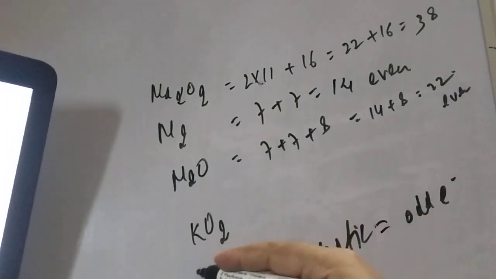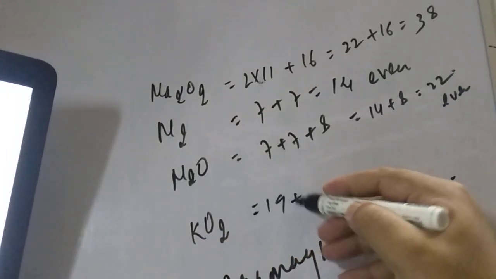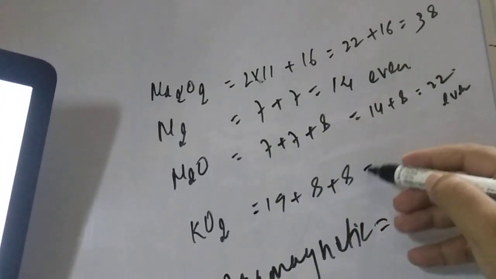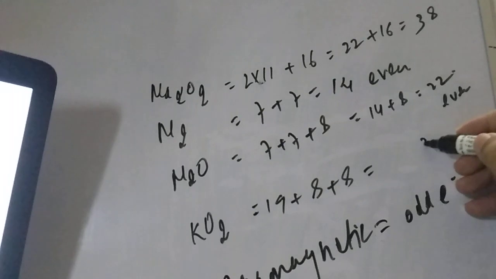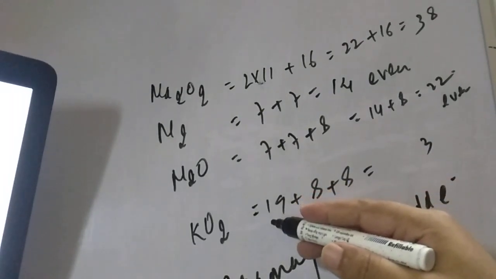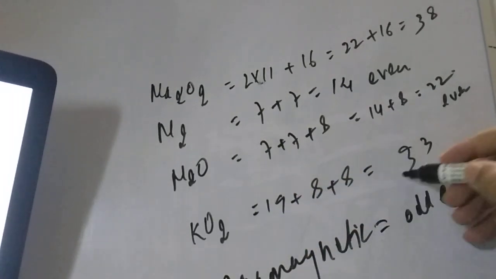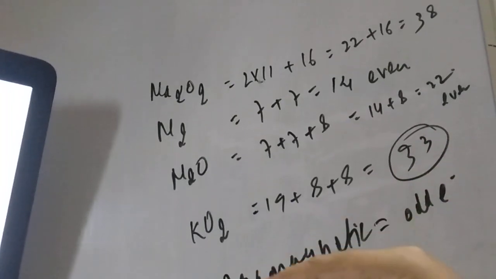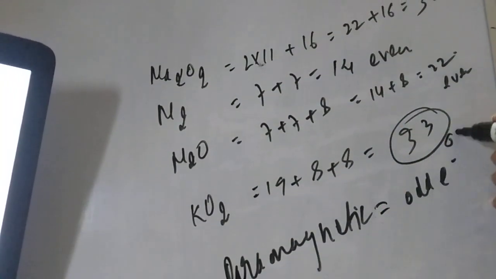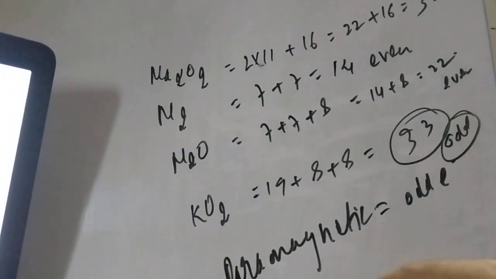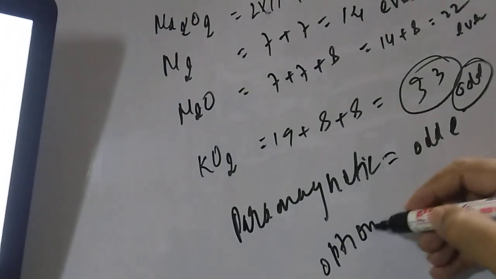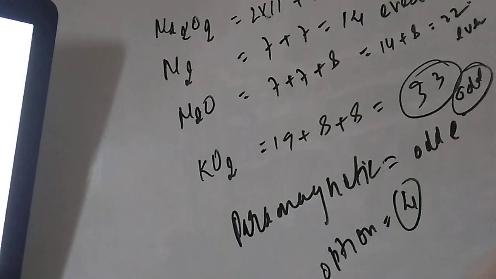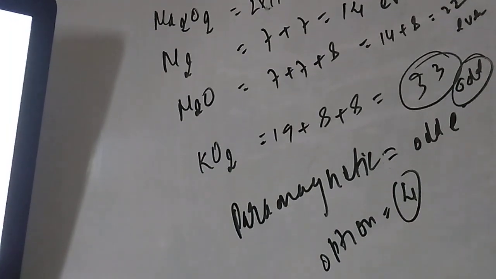Now KO2 will be your answer, students. That is 19 plus 8 plus 8. So how much is coming? That is 33. So 33 is coming for KO2. This is an odd number, and an odd number is paramagnetic. So the correct option will be our option. What number option will it be? Option number 4, KO2, is our option.